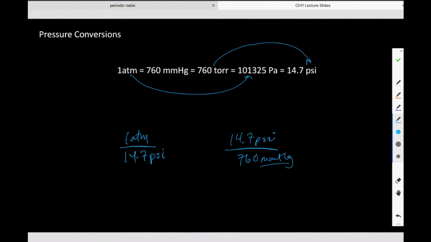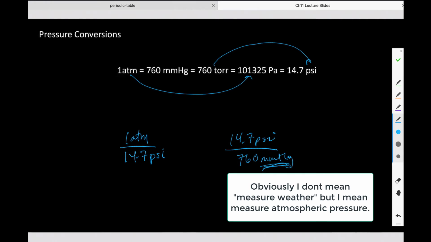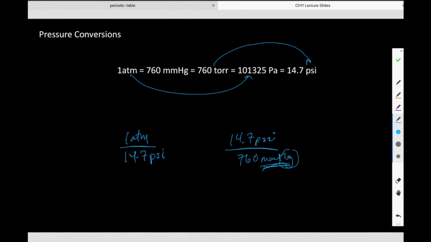And do be mindful when we talk about millimeters of mercury. Your book references the use of barometers, how we used to measure weather, where we literally are talking millimeters, just like with a ruler. How tall a column of mercury is one of the ways that we measure atmospheric pressure, which is why we could also talk about inches of mercury. But thankfully, you know how to convert between metric and inches.